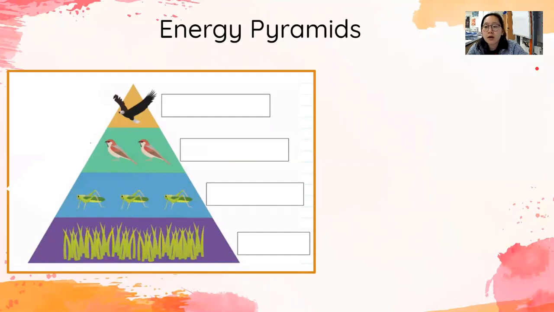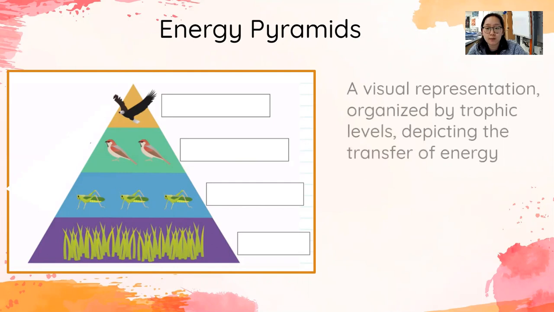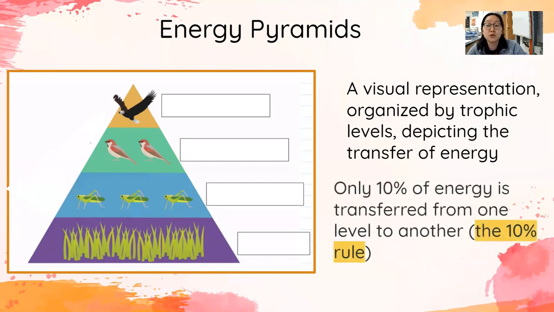Energy pyramids are kind of explaining where the energy is going inside of a food web or inside of an ecosystem. So it's a visual representation organized by trophic levels, like we discussed, consumers and producers, right? We have producers, primary consumer, secondary consumer, tertiary consumer, quaternary consumer, and so on. That's the trophic levels, and it depicts the transfer of energy from one level to the next. So there's only 10% of energy transferred from one level to the next level. So that's called the 10% rule.